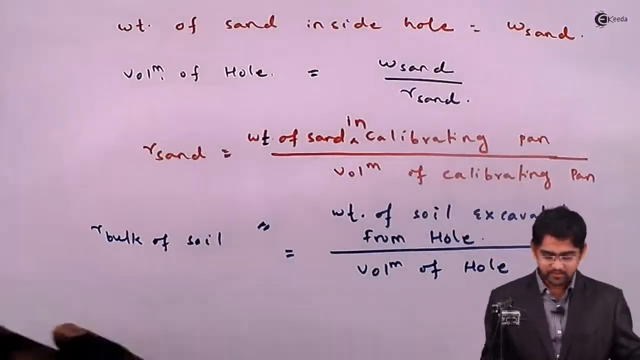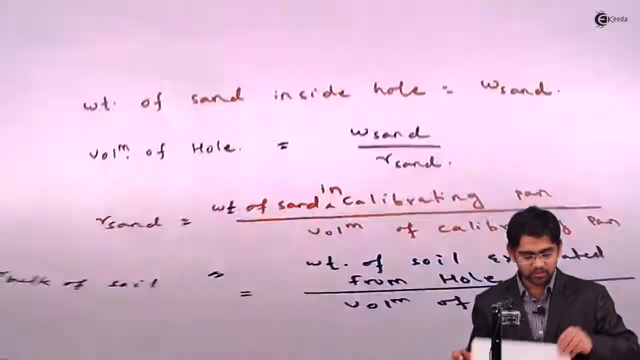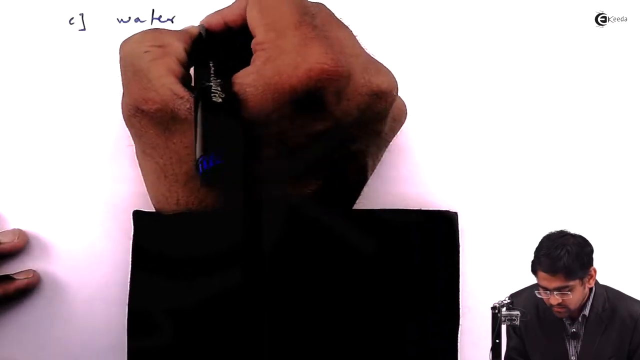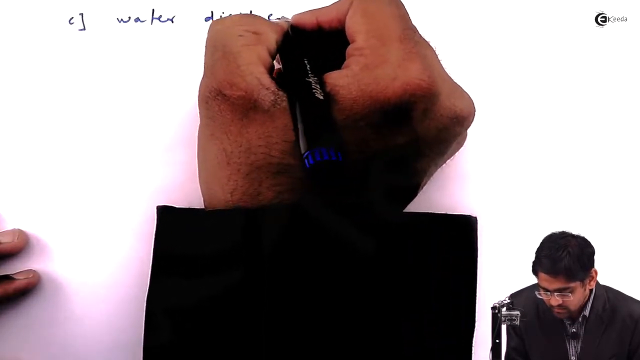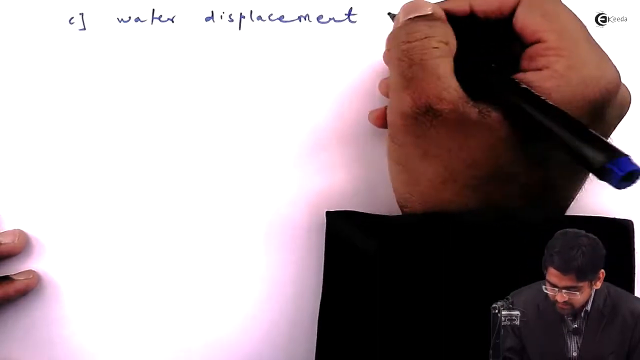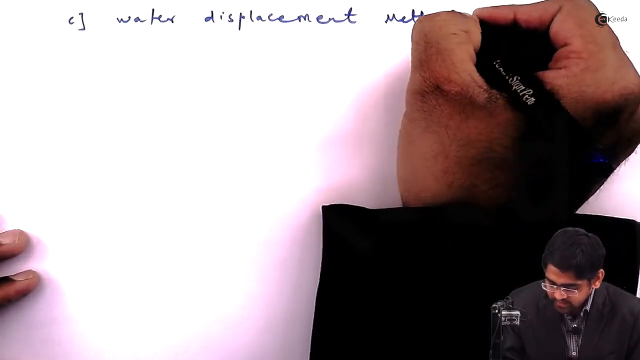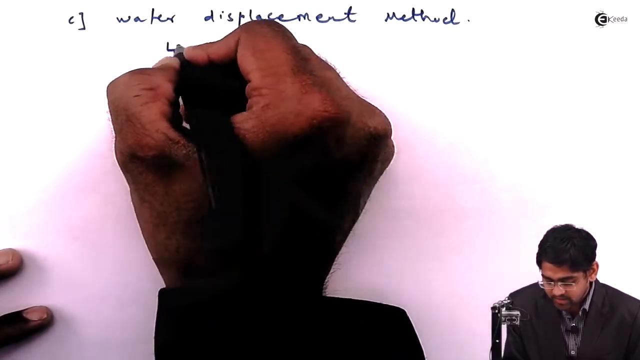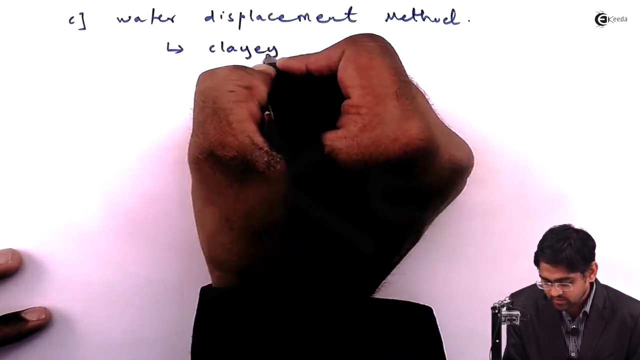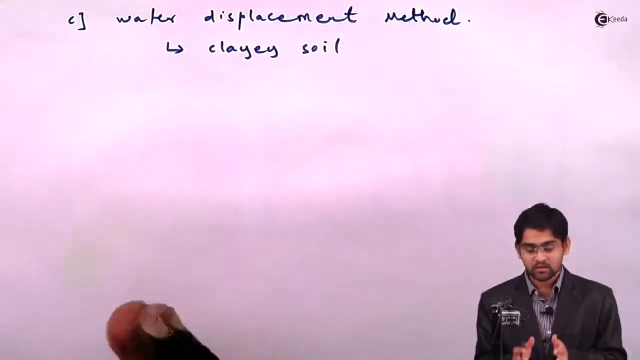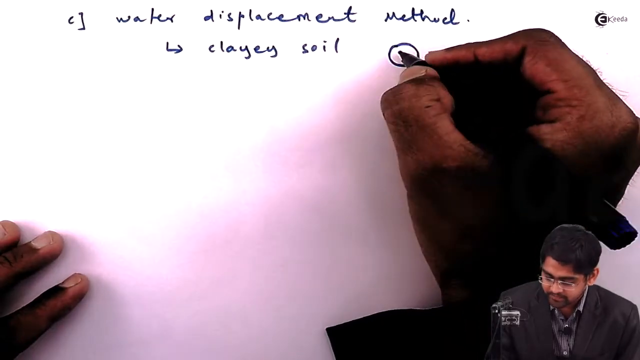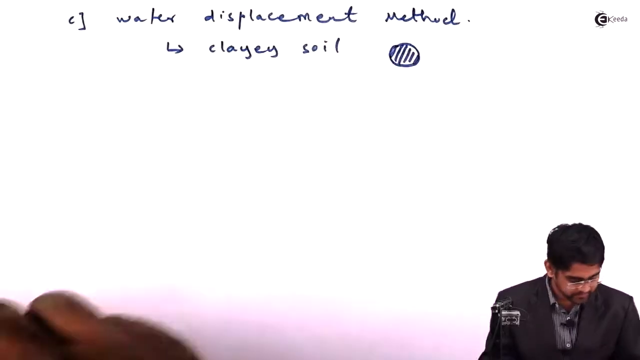The third way is the water displacement method. It is similar to the sand replacement method, just the way or method in which the volume of soil is measured is different. So remember, this method is applicable for clay soils which definitely have a particular size and shape. This is a clay soil.